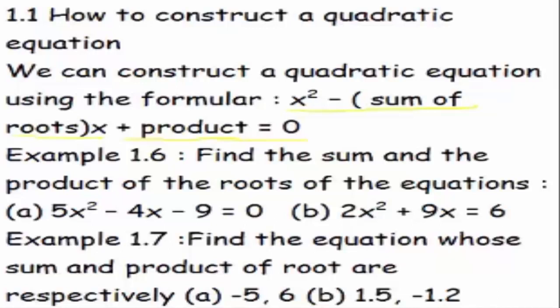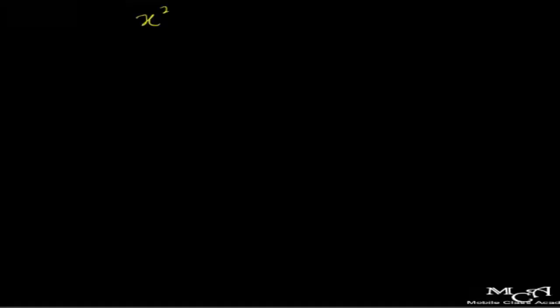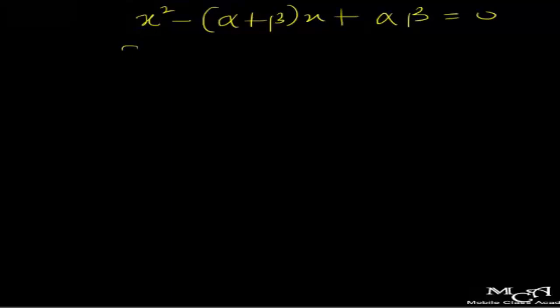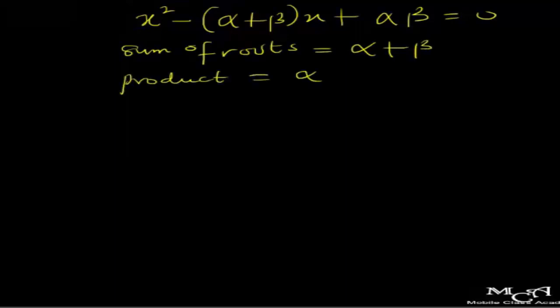If you want to construct a quadratic equation, I told you that you use x squared minus sum of roots x plus product of roots equal to 0. Now note that this can also be written as x squared minus, taking the sum of the roots to be alpha plus beta, x, plus the product, alpha beta, equal to 0. So in other words, the sum of roots is equal to alpha plus beta, and product of roots is equal to alpha beta.